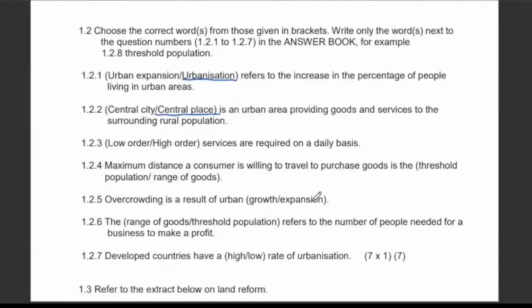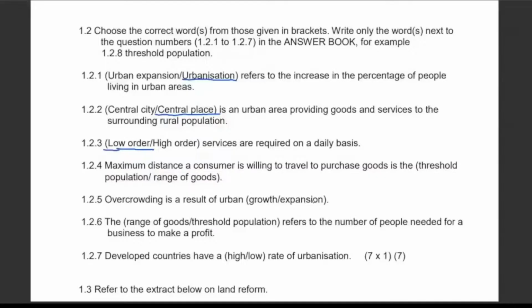Right, we have high order or low order services required on a daily basis. What we require on a daily basis are low order services. High order services are those services that we do not need on a daily basis. We need them maybe once after some time. Low order services or low order goods, we are looking at those services of basic requirement, like for example, goods like foodstuffs, the groceries. We need them almost on a daily basis. We need food on a daily basis. Those are low order. And also relating them to the range of goods, they have got a shorter range.